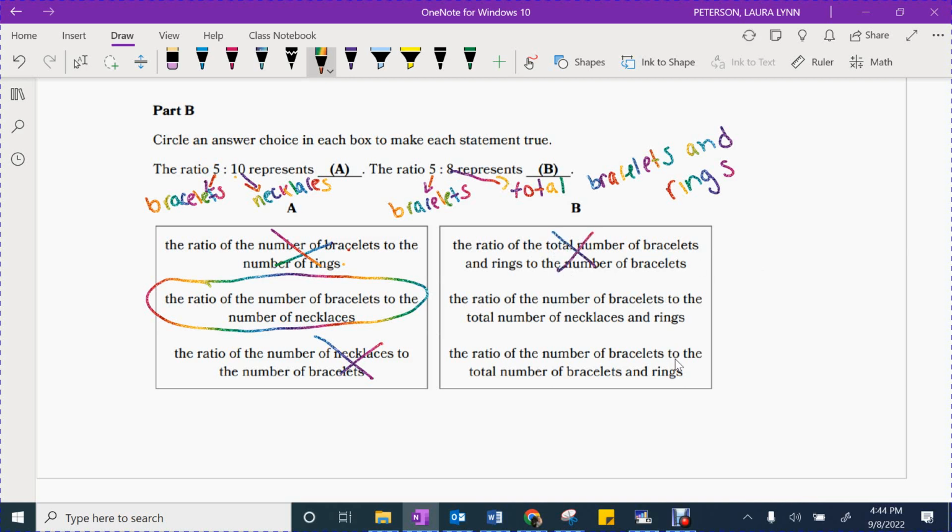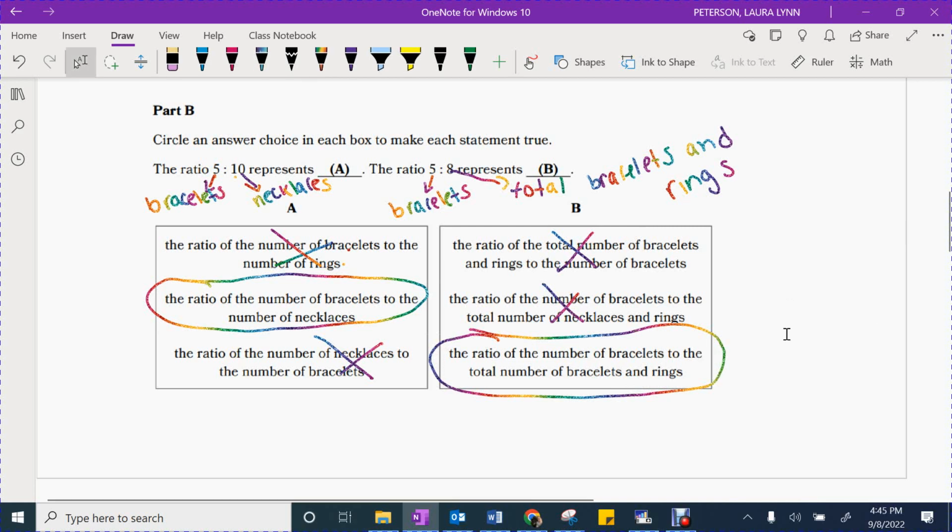The second sentence is the ratio of the number of bracelets, that's good, to the number of necklaces and rings. Well, that doesn't work because 8 is the bracelets and rings total. And by process of elimination, it has to be this last one, but reading it, I'll be sure. The number of bracelets, yep, that goes first in my ratio, to the total number of bracelets and rings, yep, that's what I came up with too. So that last sentence is my answer.